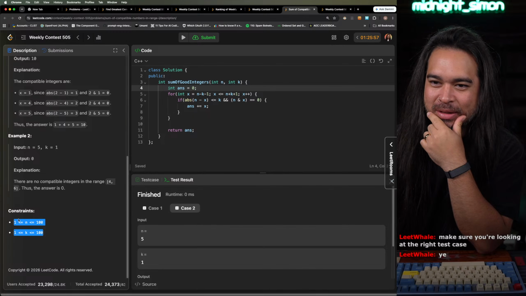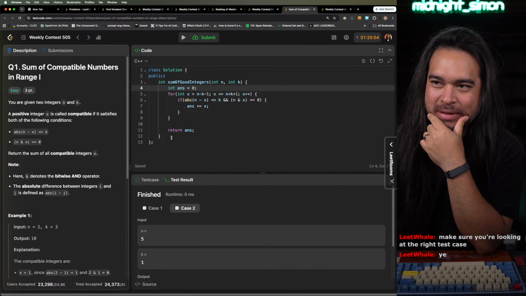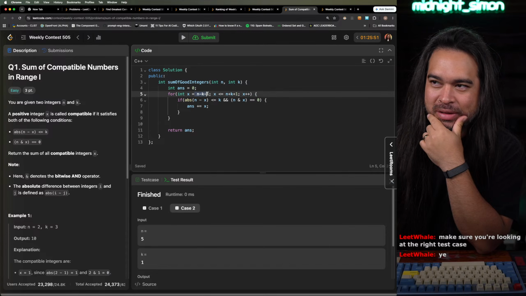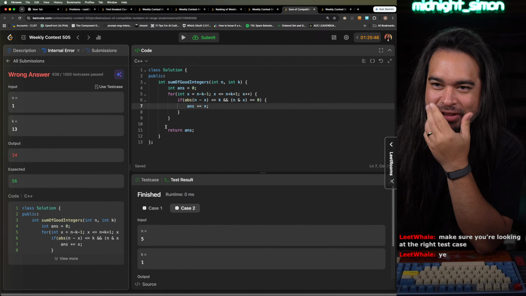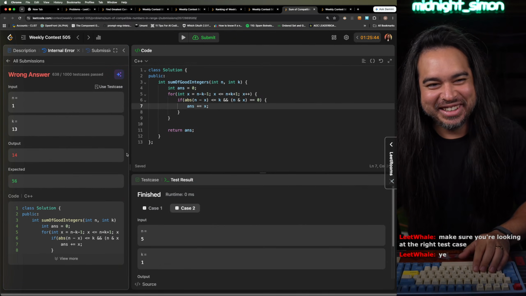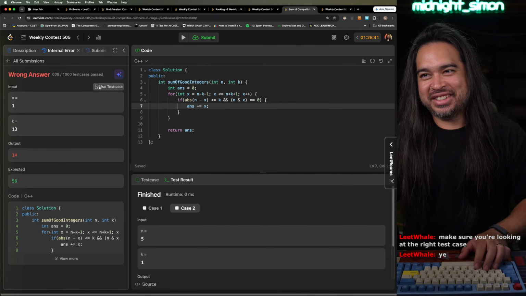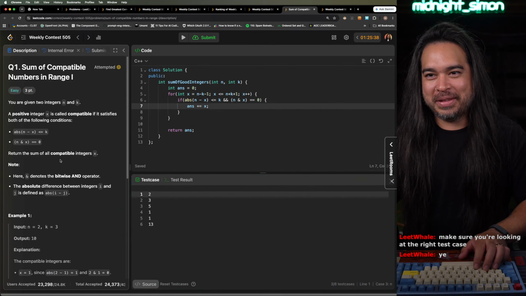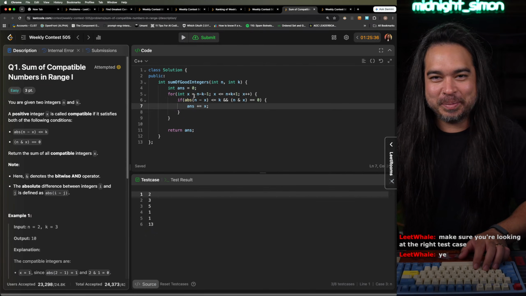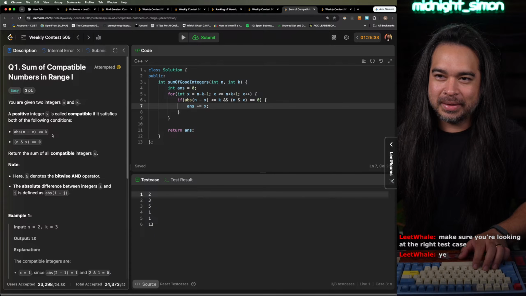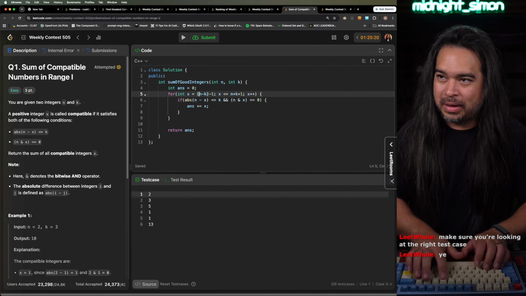Alright, should I send this? It would be so embarrassing if this didn't pass. It looks a little funky, I'm not gonna lie, man. But I'm gonna send it anyways. Oh, Jesus Christ. Oh, man. I can't believe this is happening, man. Good thing it's a virtual. So the difference between n and x is less than k. So I think this is okay, right?